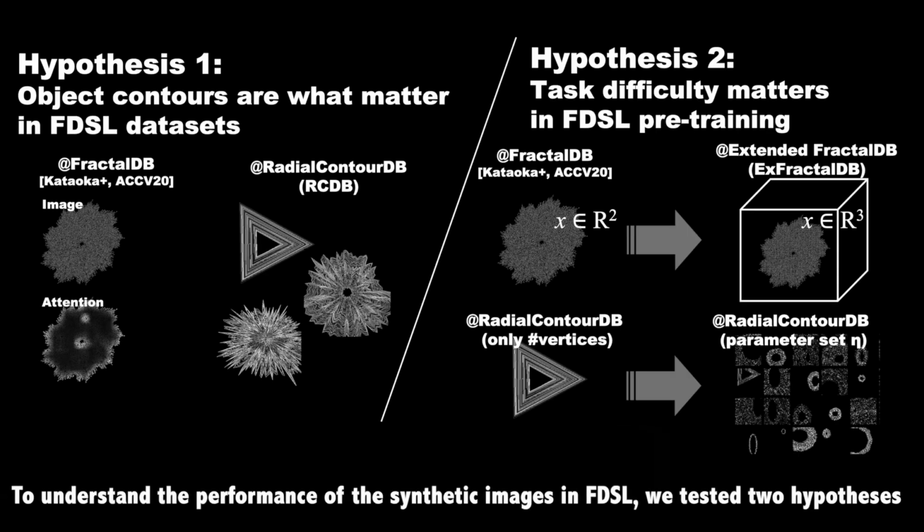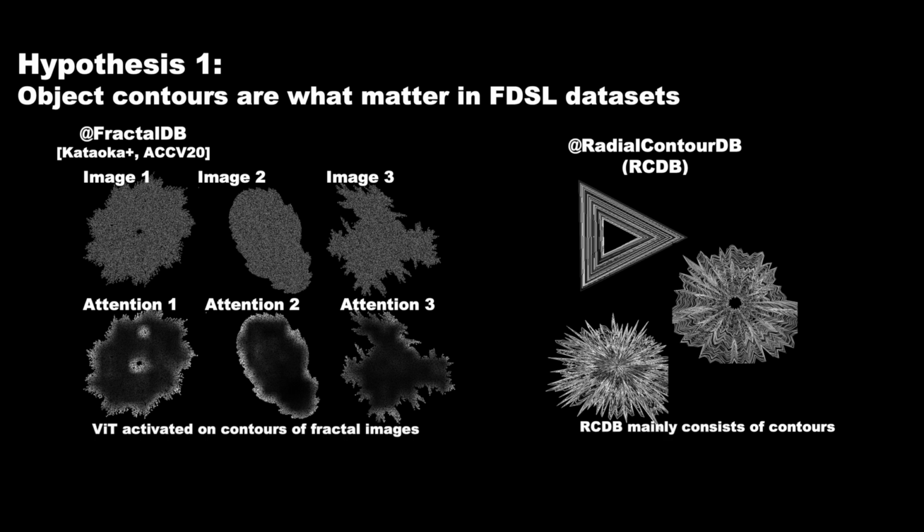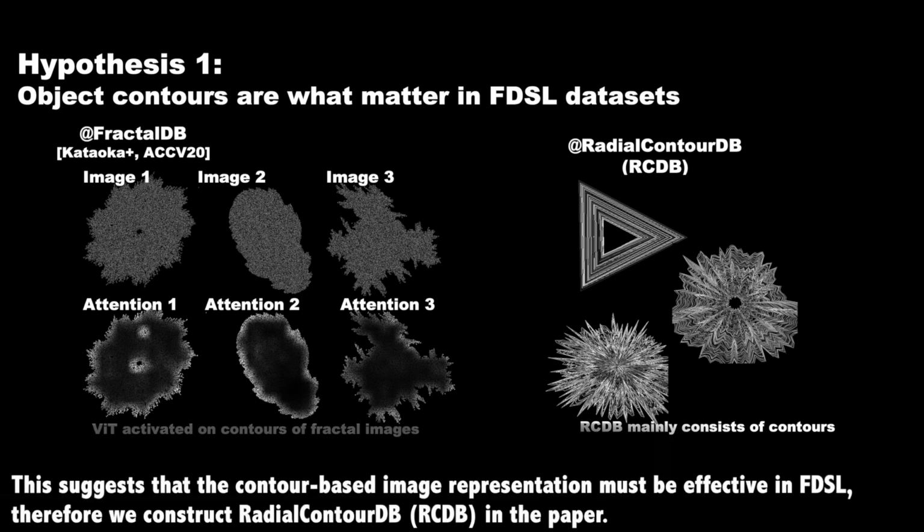To understand the performance of the synthetic images in FDSL, we tested two hypotheses, namely, Hypothesis 1, object contours are what matter in FDSL datasets, and Hypothesis 2, task difficulty matters in FDSL pre-training. From the attention map on FractalDB, where attention is focused on the outer contours, this suggests that the contour-based image representation must be effective in FDSL, therefore we construct radial contour DB, RCDB, in the paper.